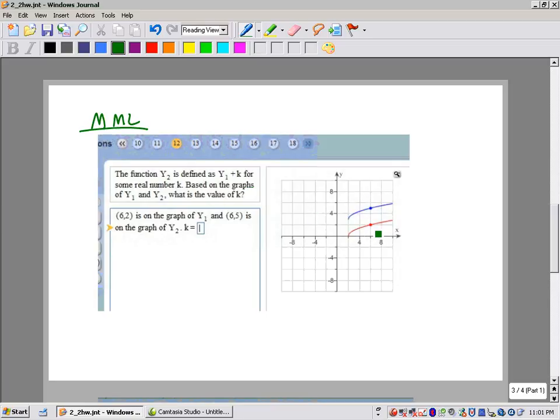Well, it tells us that (6, 2) is on the graph of y1 and (6, 5) is on the graph of y2. So since we know that it's y1 plus k, we can see that clearly here, a vertical shift. And how did the original function get shifted? It was up 3 units, right? So y2 is really y1 plus 3, so therefore k is 3.